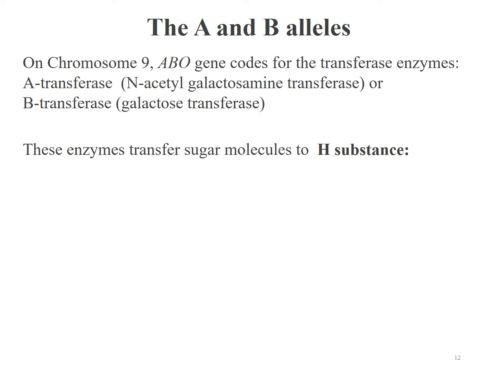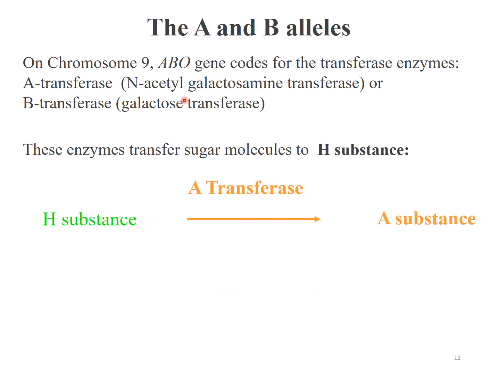So it is on chromosome 9 that we have the ABO gene encoding for the transferase enzymes, either the A transferase or the B transferase or nothing at all. If you have the A transferase, then you will be able to transfer the N-acetyl-galactosamine onto the H substance, making the A substance or the antigen A. If you have the B transferase, then you can transfer a galactose onto the H substance, making the B substance.